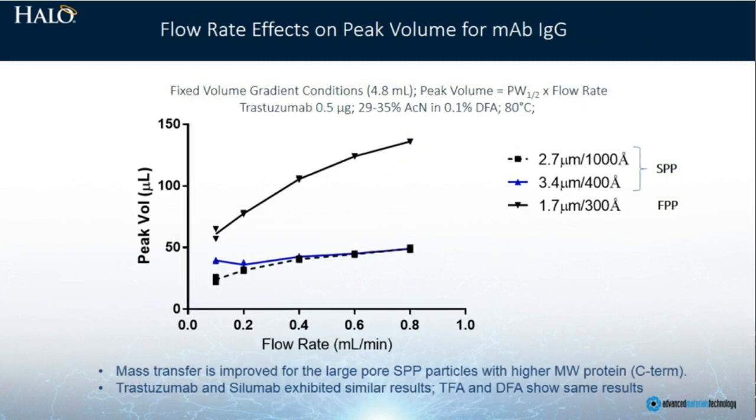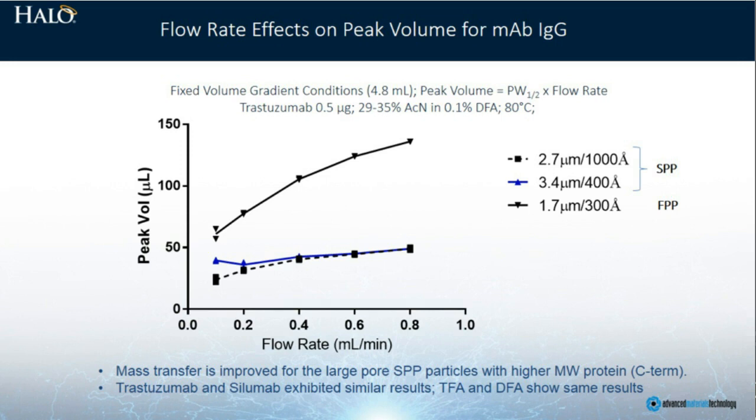Similarly, the so-called C-term effect, or resistance to mass transfer effect. In other words, the effect of linear velocity. Clearly, there's an advantage with a superficially porous particle material, which has a shorter diffusion path. But also, with a very large pore material, you're able to more freely diffuse into and out of the particle. There's less restricted diffusion, better mass transfer. All of that results in better performance as you get to high linear velocities.